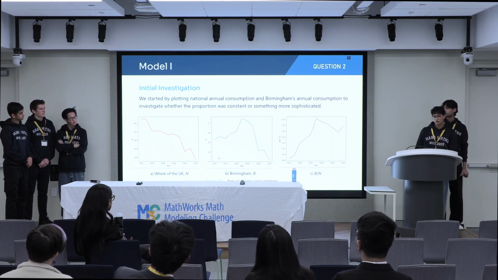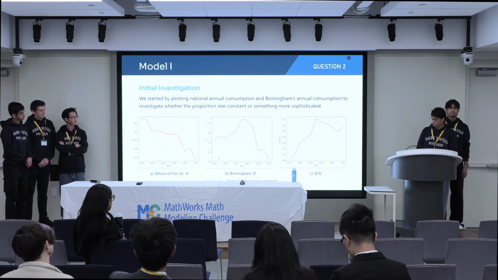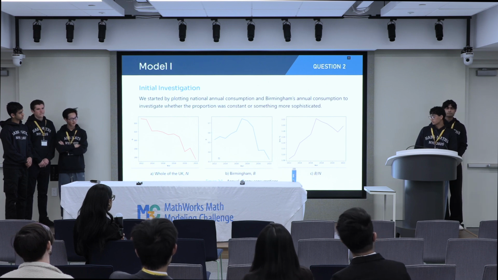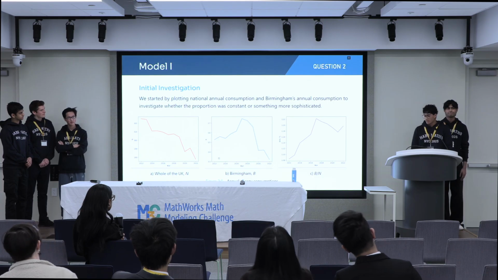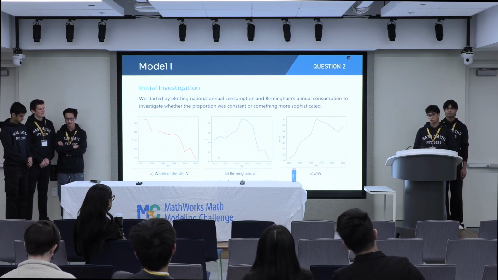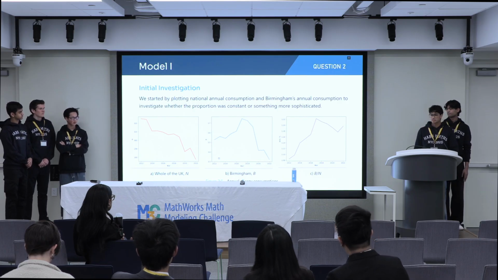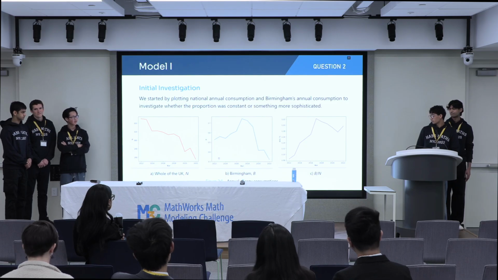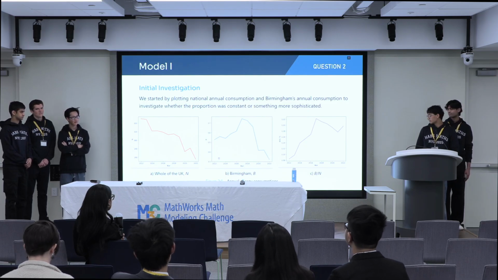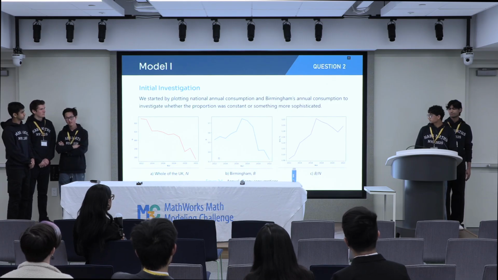So starting off with our first model, which was used for modeling Birmingham's contribution, we first started with an initial investigation, plotting the whole of the UK's and Birmingham's annual electricity consumption. And the trend was entirely non-obvious, so we also plotted Birmingham's contribution. And at first, it looks really erratic, but you may have noticed that the scale of the graph is quite misleading, and there isn't actually a very high range, so it is about constant.